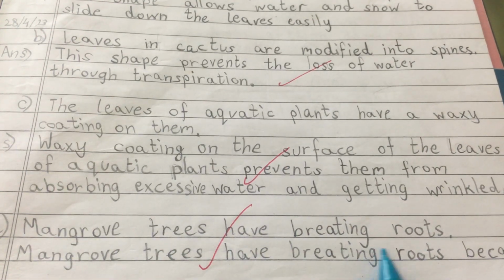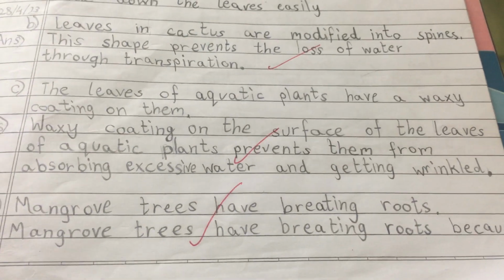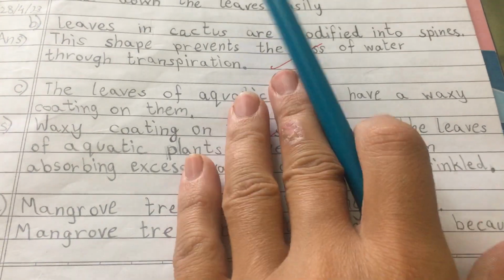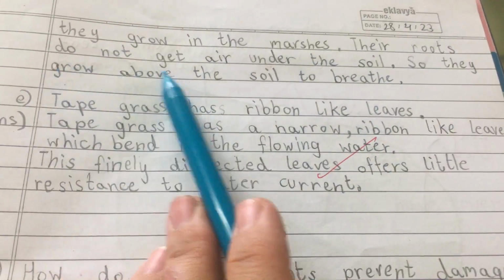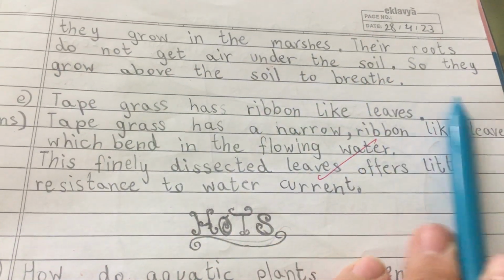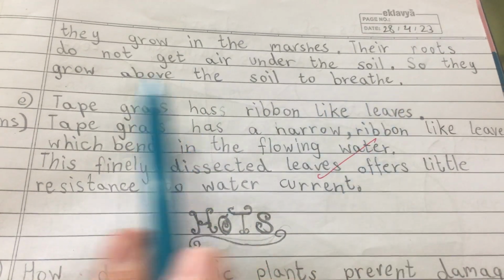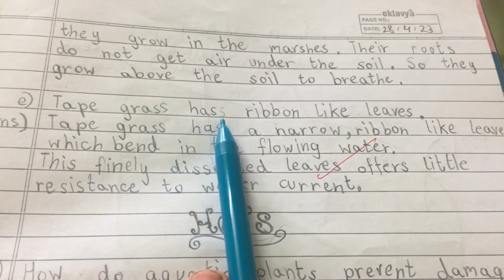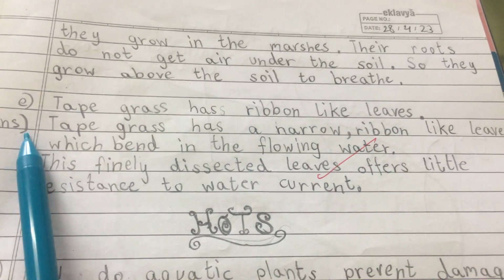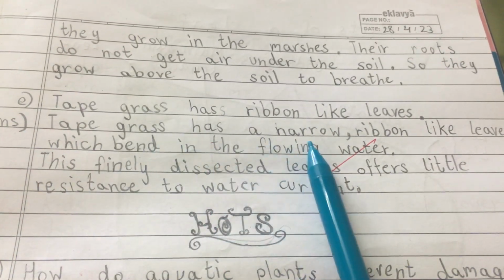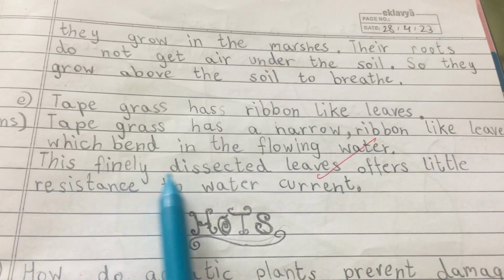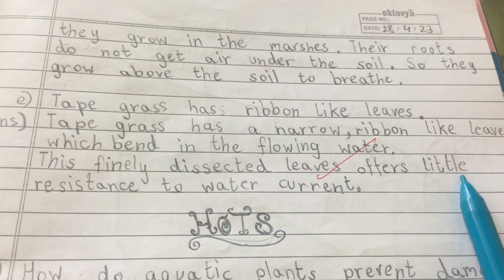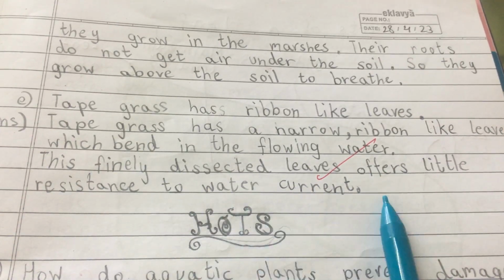Mangrove trees have breathing roots. Mangrove trees have breathing roots because they grow in the marshes. Their roots do not get air under the soil, so they grow above the soil to breathe. And the last one is tape grass has ribbon-like leaves. Answer. Tape grass has narrow ribbon-like leaves which bend in the flowing water. These finely dissected leaves offer little resistance to water current.